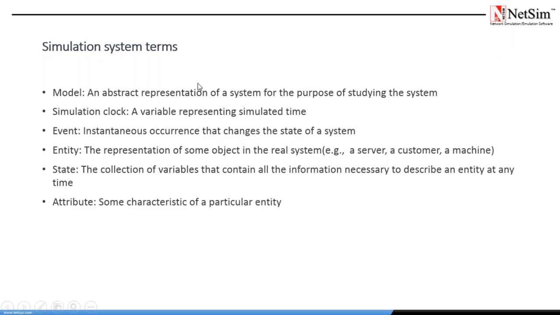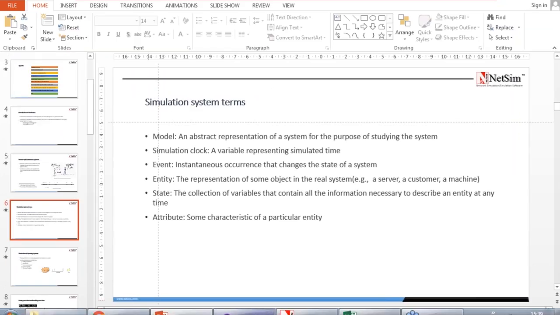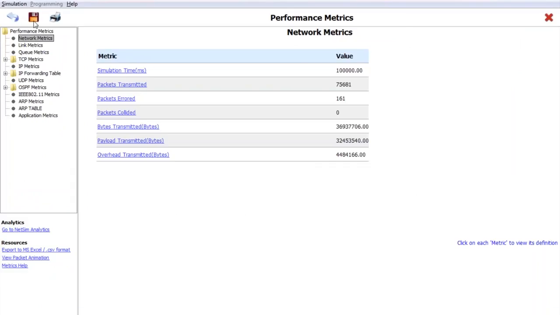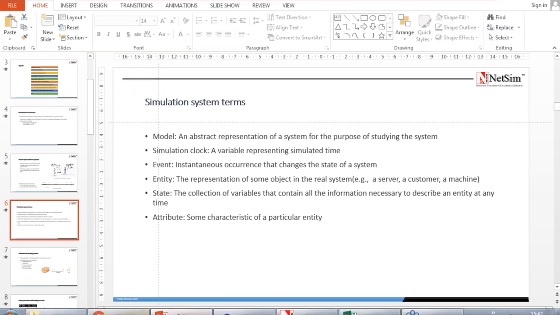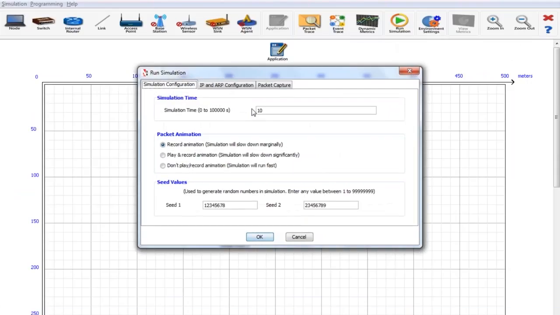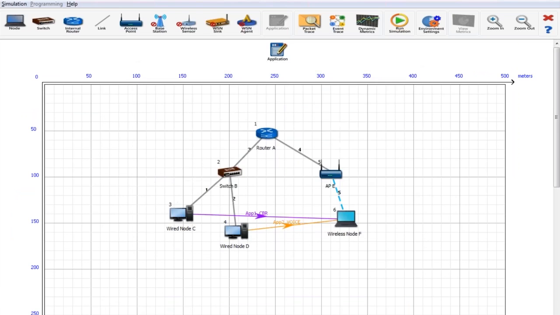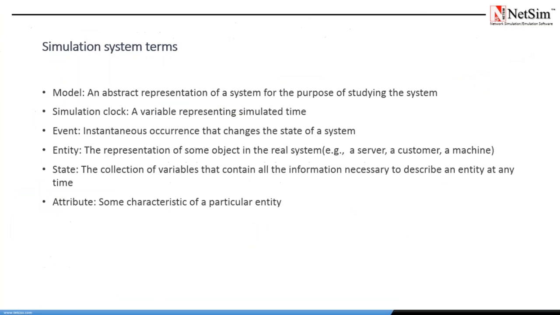Then another term that is used commonly in simulation is known as simulation clock or simulation time. This simulation time is a user input in NetSim. Simulation time is a variable that represents the simulated time, and we'll just show you this in the GUI. So this is where the simulation time can be set, and please note that this is different from wall clock. Wall clock is the real time that is taken by the server or the PC to complete the simulation.